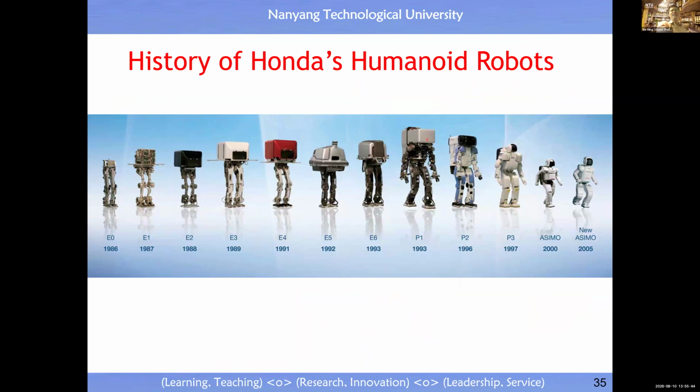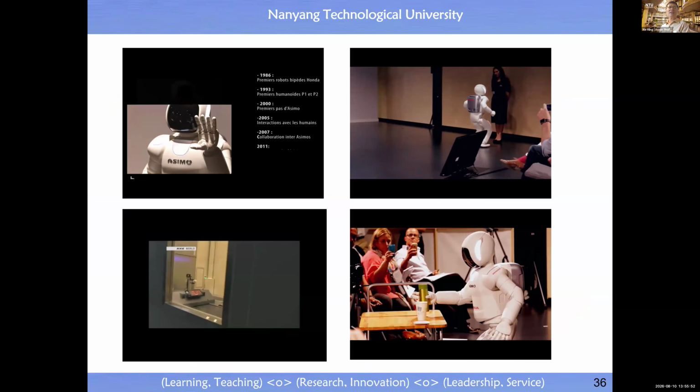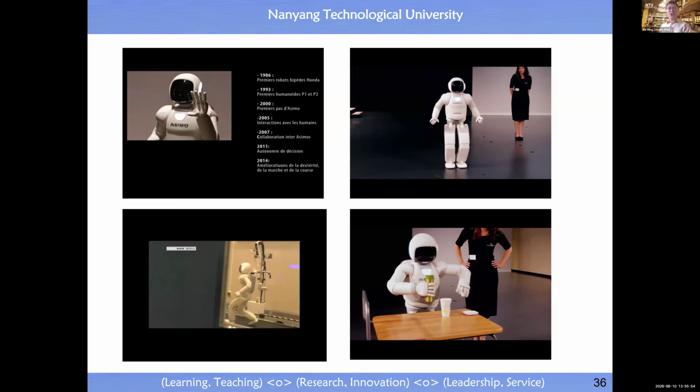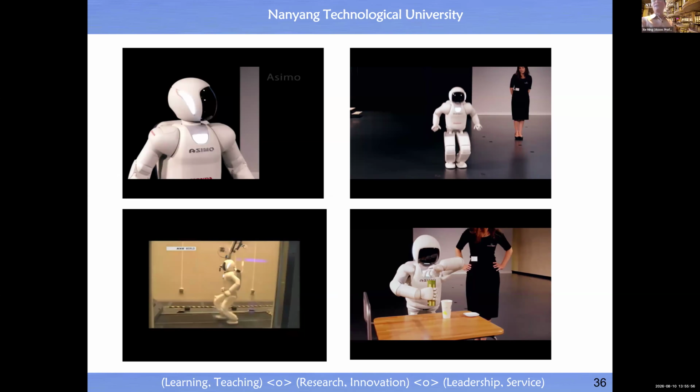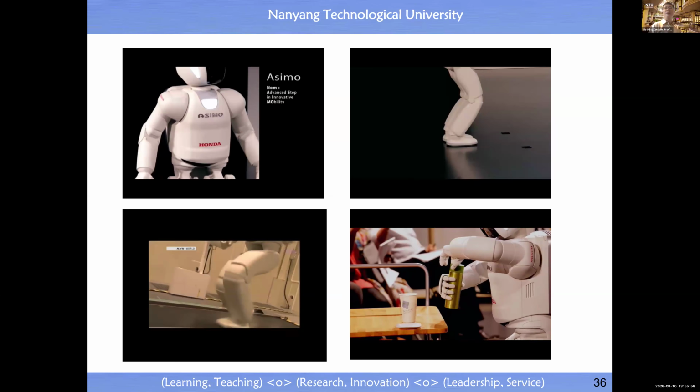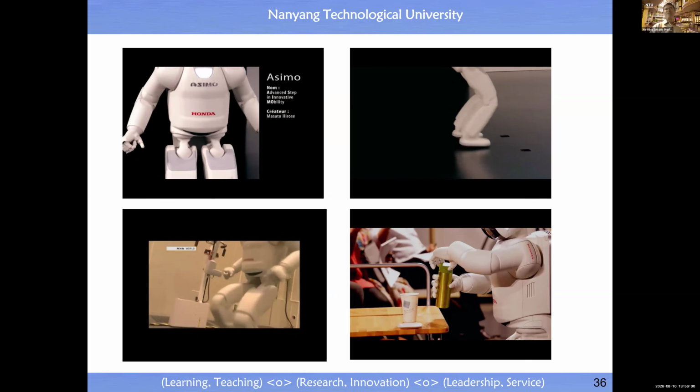For a single company, this is the history of the development of robots by Honda, and here you see some very advanced demonstrations made by Honda's Asimo humanoid robot. All these videos you can find on YouTube.